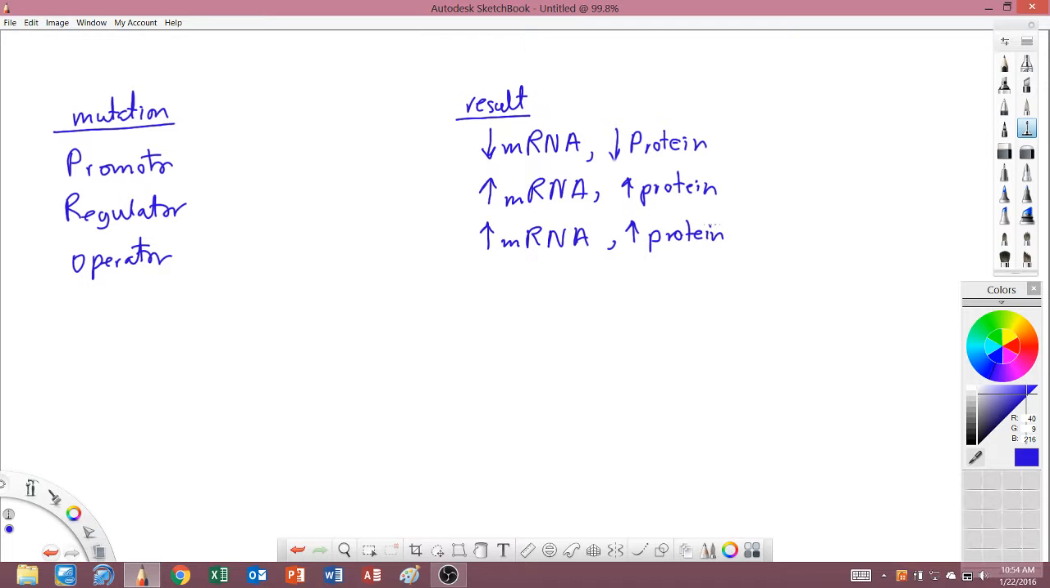Okay. What if there's a mutation such that a repressor is different? Repressor, which is a protein, right? Repressor is defective.